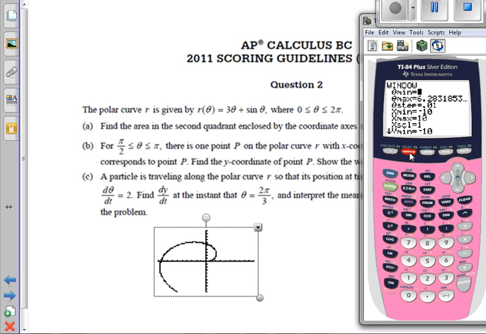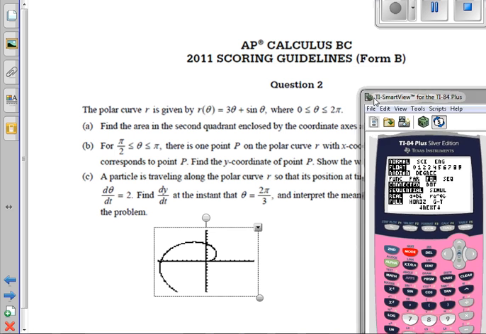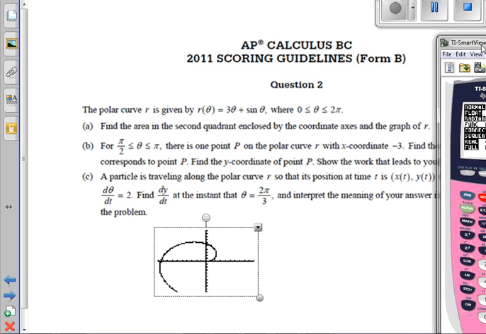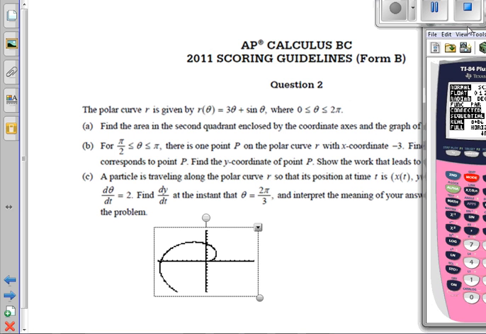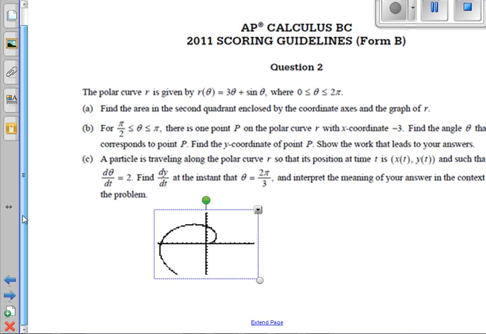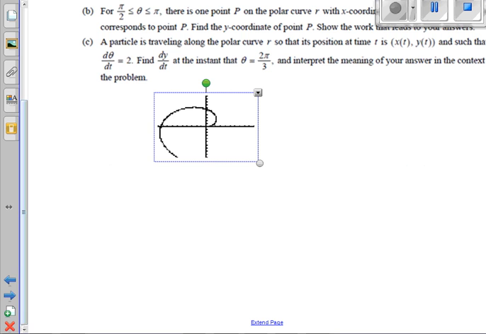You just integrate from 0 to pi over 2, right? I did 2 pi. I don't know what else it's asking me in the problem. It says find the area in the second quadrant. This is what I'm talking about when I say you have to know how to plot points, because you have to figure out what the angles are.